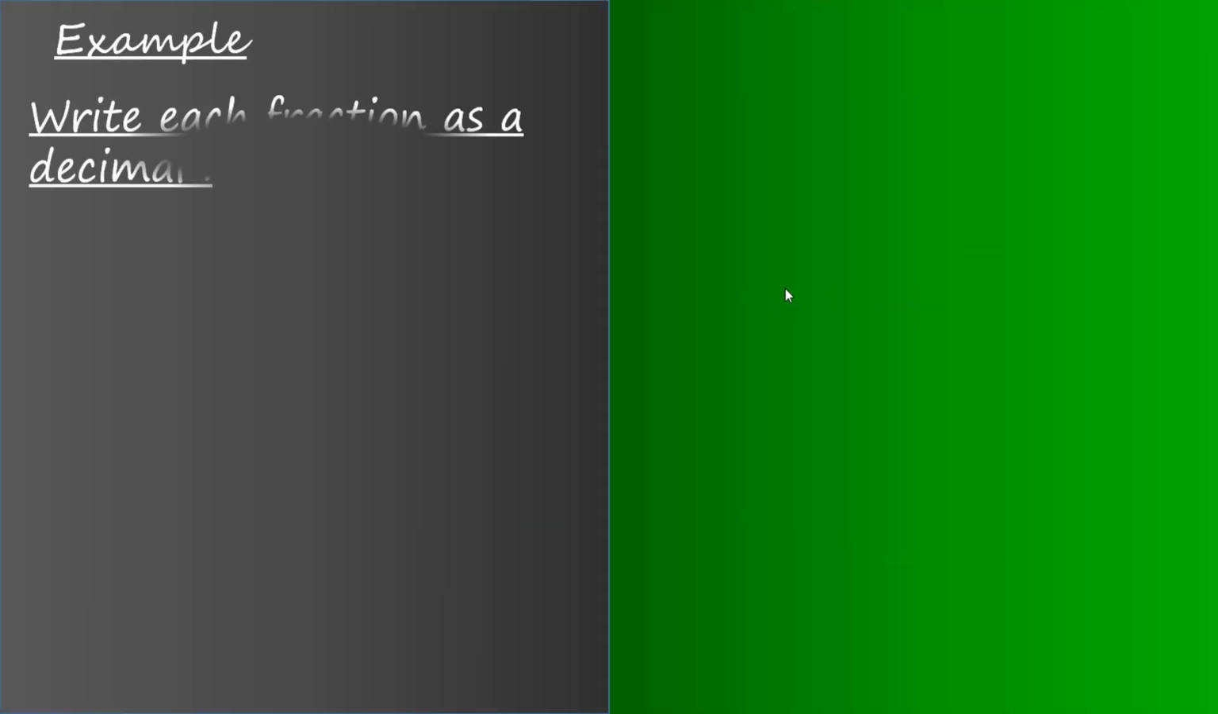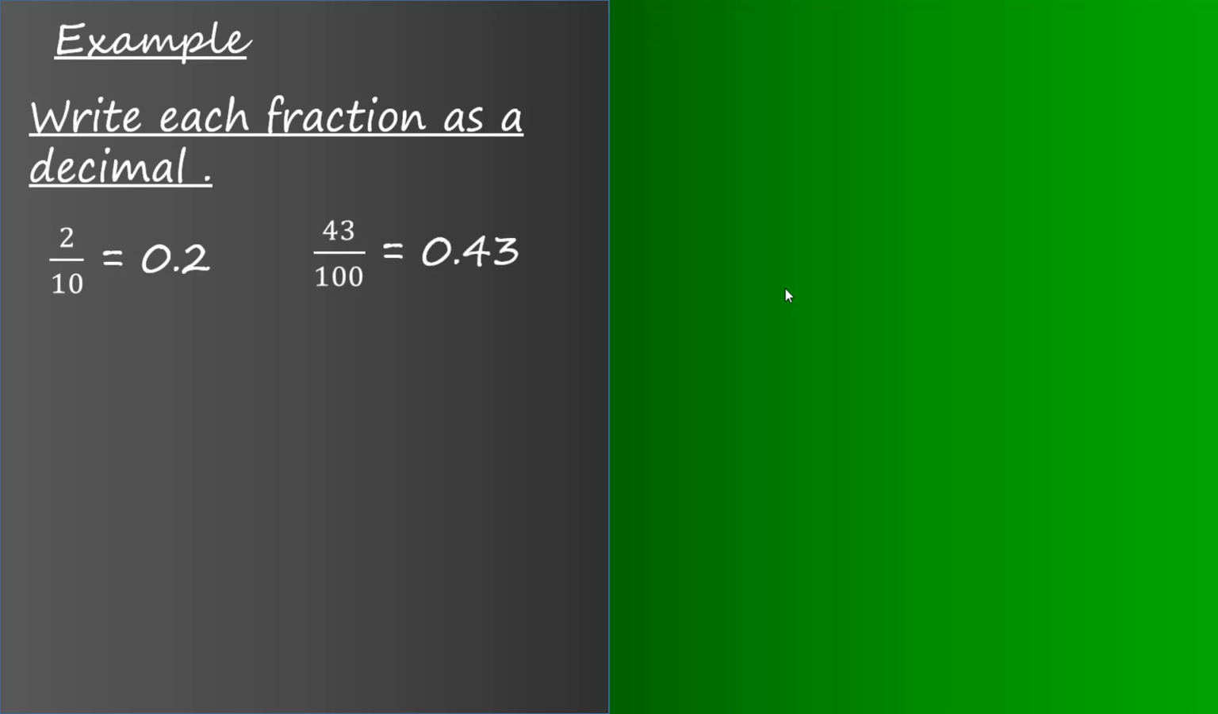Example, write each fraction as a decimal. 2 over 10 equals 0.2. Directly we can write it. 43 over 100 equals 0.43, and 8 over 10 equals 0.8. 77 over 100 will be 0.77.